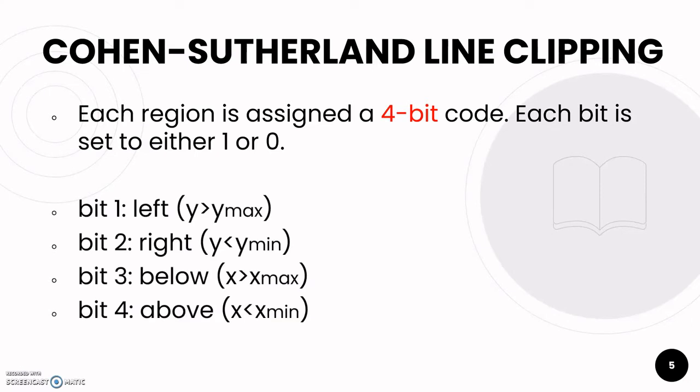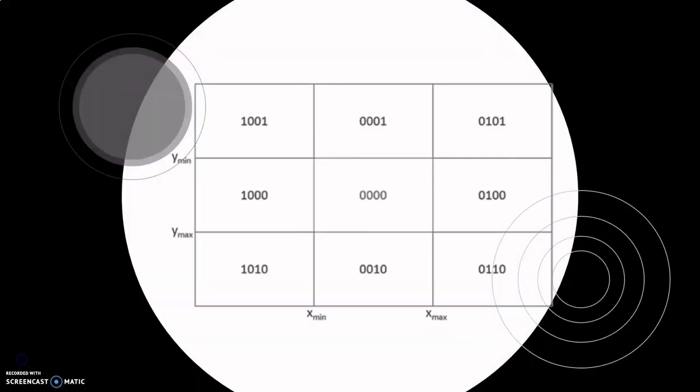We said it is a 4-bit code. Bit 1 will be left, that is y greater than y max. Bit 2 will be right, that is y less than y max. Bit 3 will be below, that is x greater than x max. And bit 4 above, x less than x min. So this is how region codes are set. Each endpoint of the line segment is assigned the code of the region in which it lies. If the 4-bit codes of the endpoints are 0, then the line lies completely within the clip rectangle and is trivially accepted.